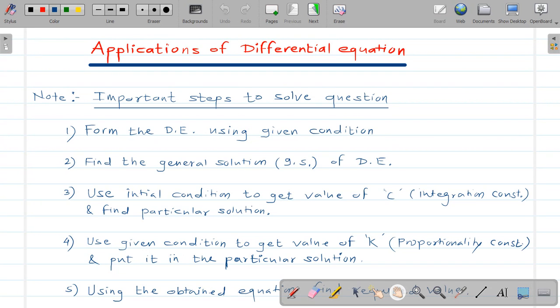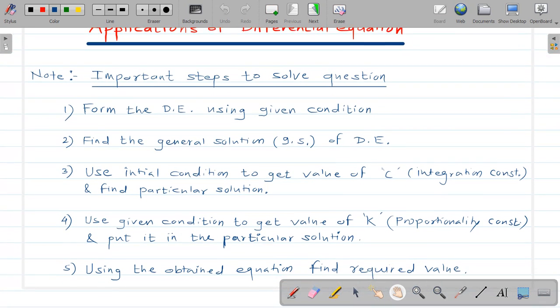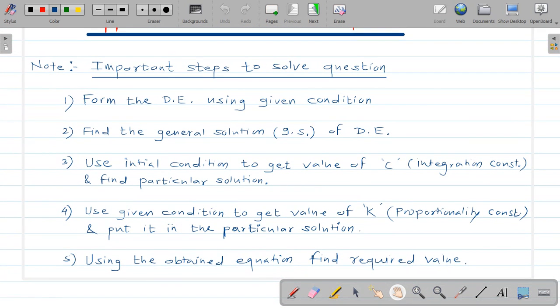The first step is to form the differential equation using the given condition. Then the next step is to find the general solution, that is GS, of the differential equation. Then the third one is to use the initial condition to get the value of C. Value of C means the integration constant, and after getting the value of C you will get the particular solution of that differential equation.